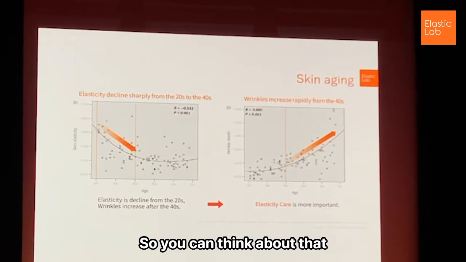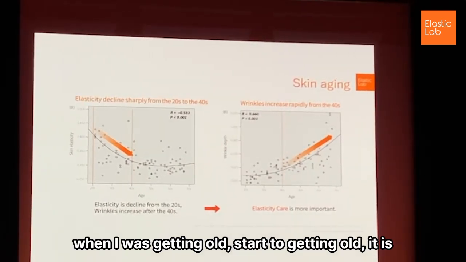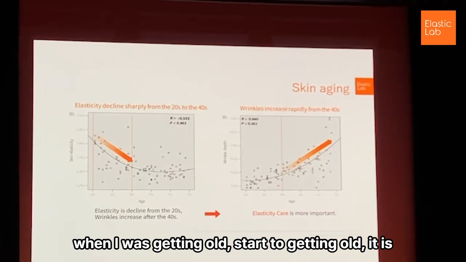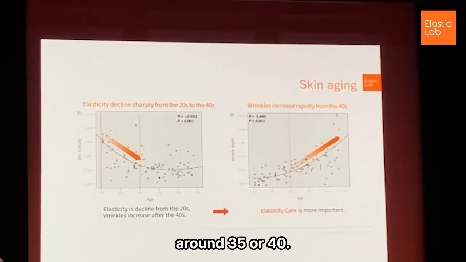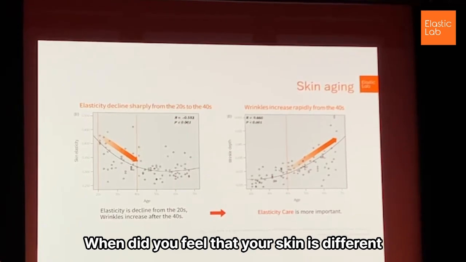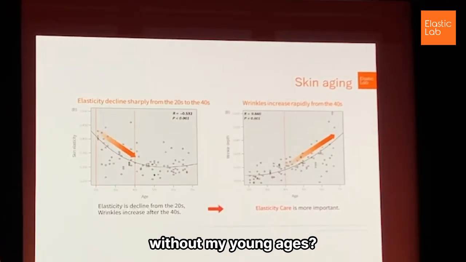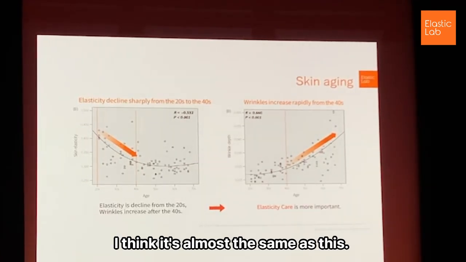So if you're thinking about when you started getting old, it is around 35 or 40. When did you feel that your skin is different from your younger ages? I think it's almost the same with this.